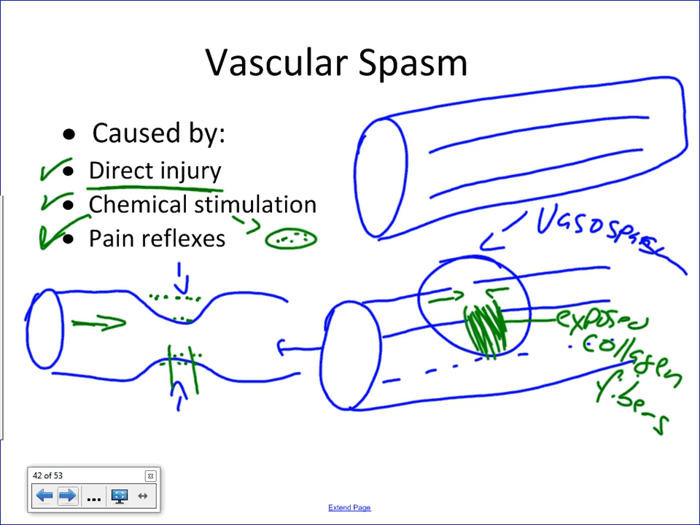All right, and think about it. If this vessel constricts, you're going to dangle those collagen fibers deeper into the lumen of the vessel and increase the chances of platelets actually clumping up against them and sticking to them. Okay, so that's the first part of hemostasis, the vascular spasm.